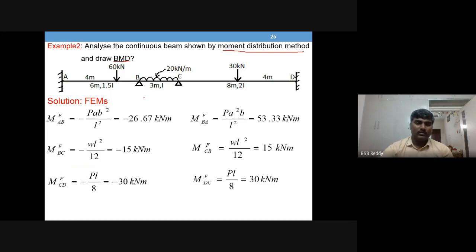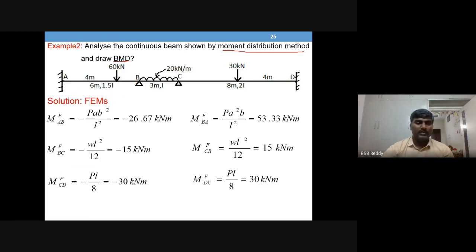Once you recall the procedure of moment distribution method, first we shall write fixed end moments, then we shall calculate distribution factors, then we have to complete the distribution process wherein we make a distribution table and complete it, and finally you have to add all the moments at a particular end of a member so that you will get the end moment values. This is the procedure. So we'll start with the first one.